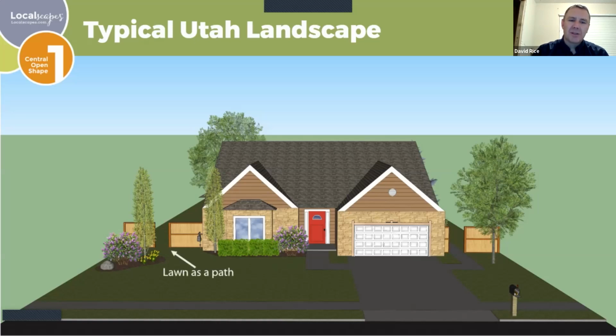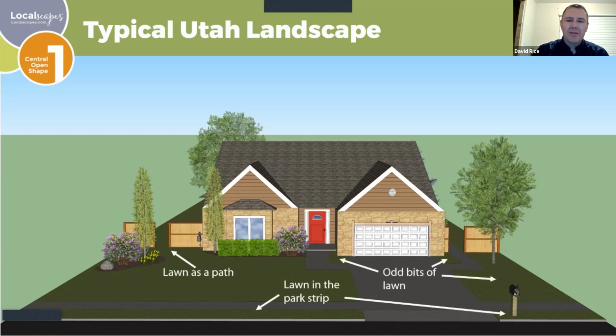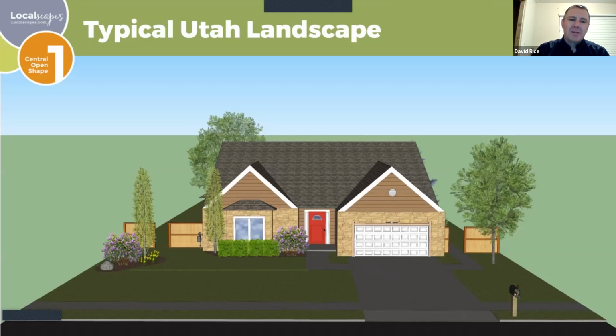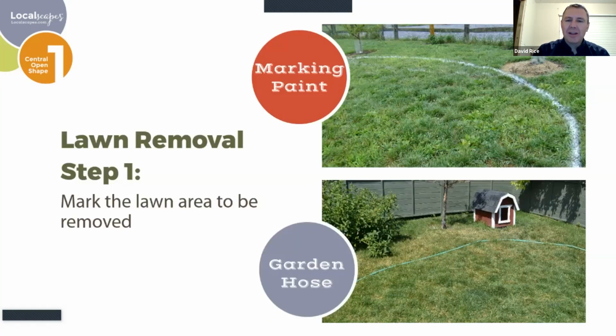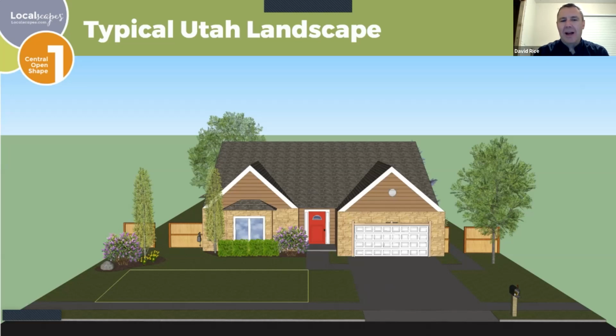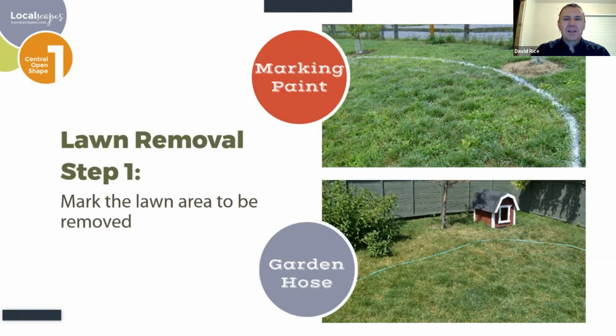So here's the problems. Lawn is a path, lawn in the park strip, odd bits of lawn here and there and wherever. So here's what you'd do if you had an existing lawn: you're basically carving out an area to keep, and then you eliminate everything else, adjusting irrigation, adjusting your plantings and so forth. And on you go to create a central open shape. So let's talk about how you would achieve this if you already have lawn.